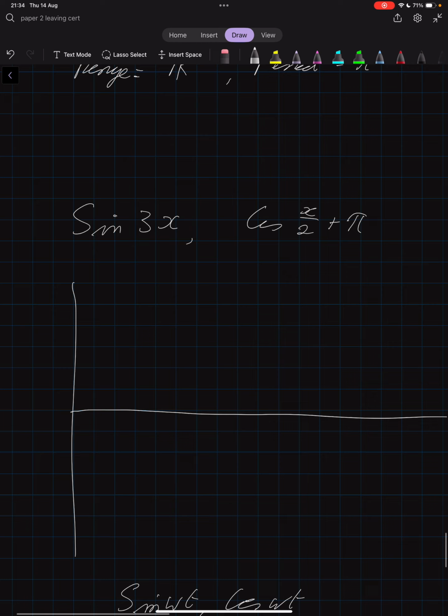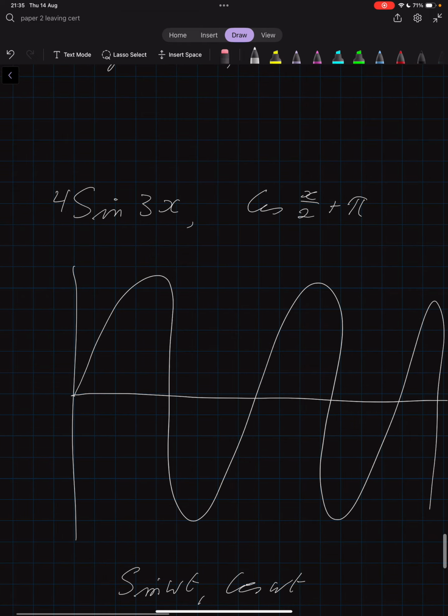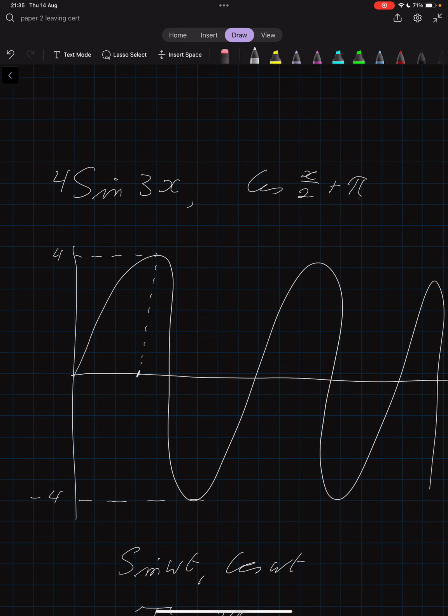So in this case, sine would look the exact same, or sorry, let's say I put like a 4 here as well. It would look the exact same, just it would be much quicker, okay? And it would go from plus 4 to minus 4, okay? And before, this used to be pi over 2, now it's going to be pi over 6. So you just divide all the things by 3 because it's 3 times quicker, and so on and so on.